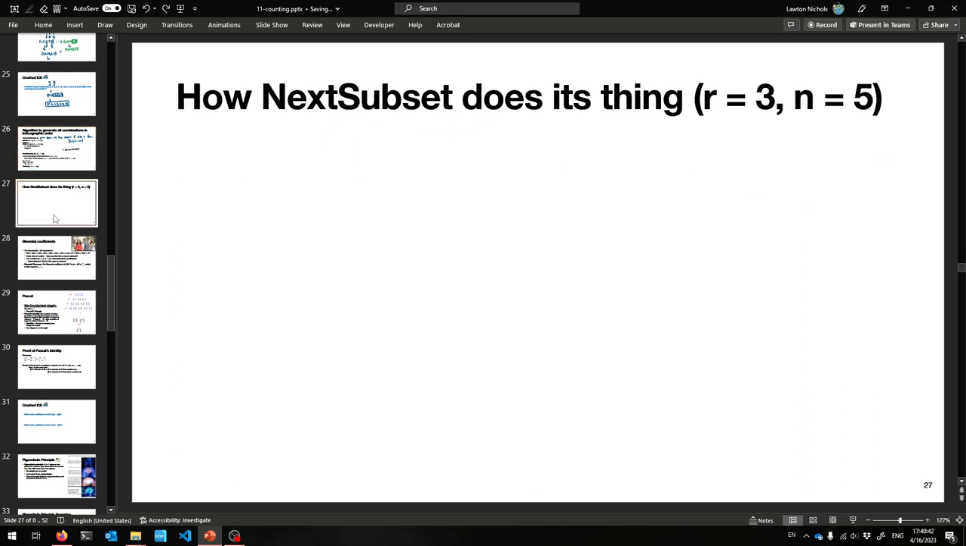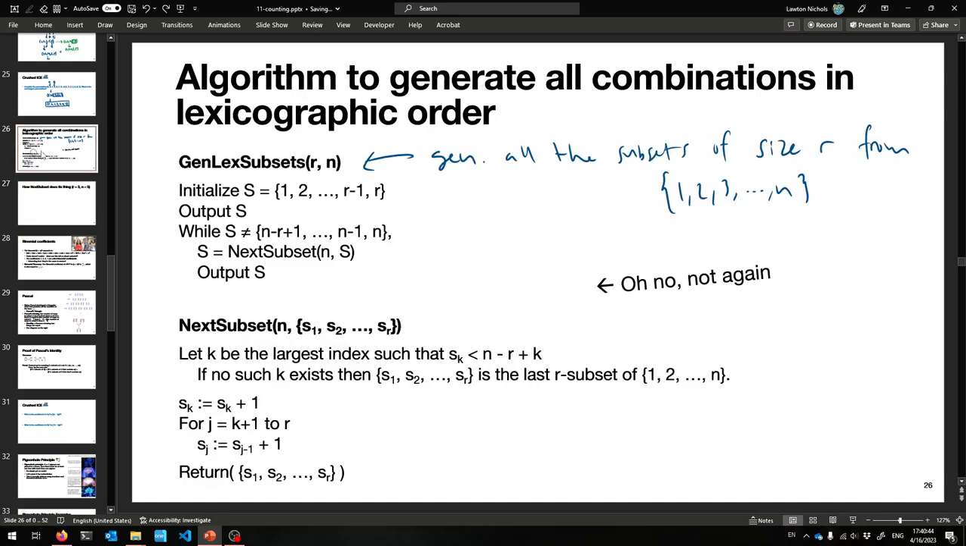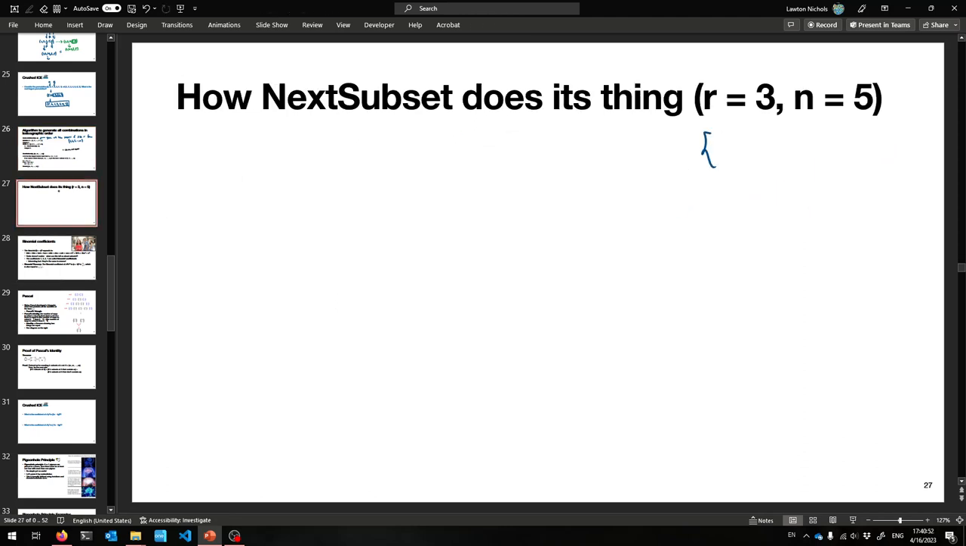So again, it's a little weird. Let me walk you through it. Let's assume that R is 3 and N is 5. So it's calculating all of the size 3 subsets of the set 1 through 5. We're generating subsets from the set 1 through 5, and the subsets are of size 3.